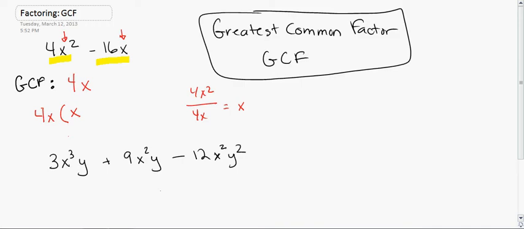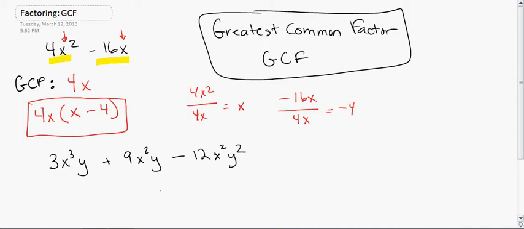So 4x squared divided by 4x is just x. Now I'll do the same thing with the second term, negative 16x. Divide that by my greatest common factor, 4x. Negative 16 divided by 4 is negative 4. X divided by x is just 1. They cancel. So negative 16x divided by 4x is negative 4, and the factored form is 4x times (x minus 4). And there I have it. I've factored using the greatest common factor.